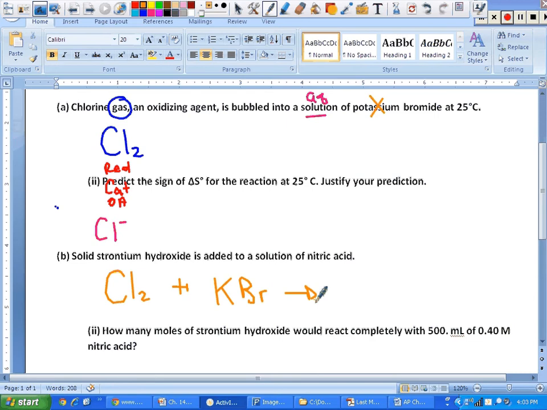Non-metals only replace non-metals. Why will it not replace the K? Because K is not a non-metal. Perfect. It's a metal. So what we're going to come up with is KCl plus, if you leave it like that, just jump off a bridge. Br negative. I didn't say that. It's Br2. It is Br2, sir. There we go.